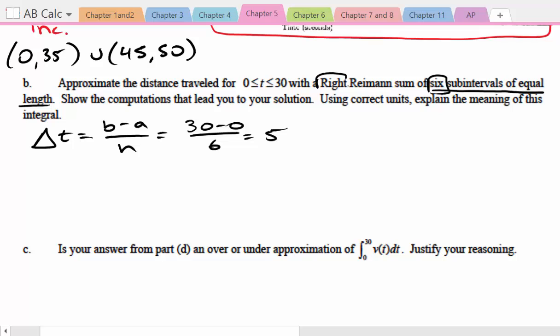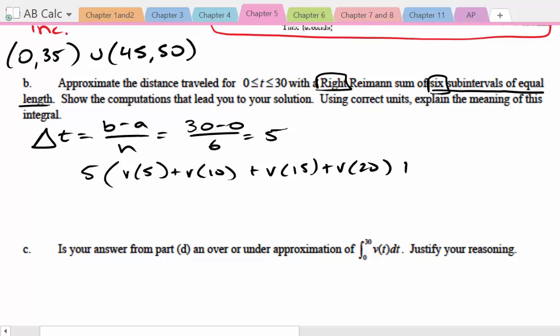Since I'm using a right Riemann sum, I'm not going to start at 0. I'm actually going to start one step over. So this is 5 times, and then this would be the velocity at 5, the velocity at 10, the velocity at 15, the velocity at 20, the velocity at 25, and then the velocity at 30. Now you don't have to write this all out in terms of velocity, but I did so I can show you that I start at the 5 and I have 1, 2, 3, 4, 5, 6 intervals.